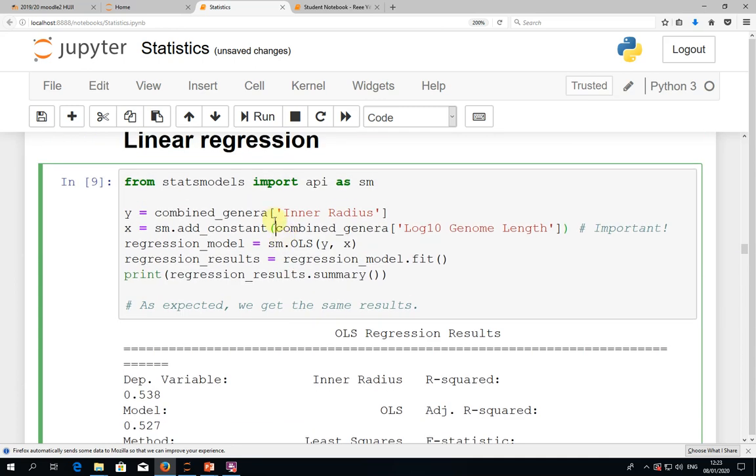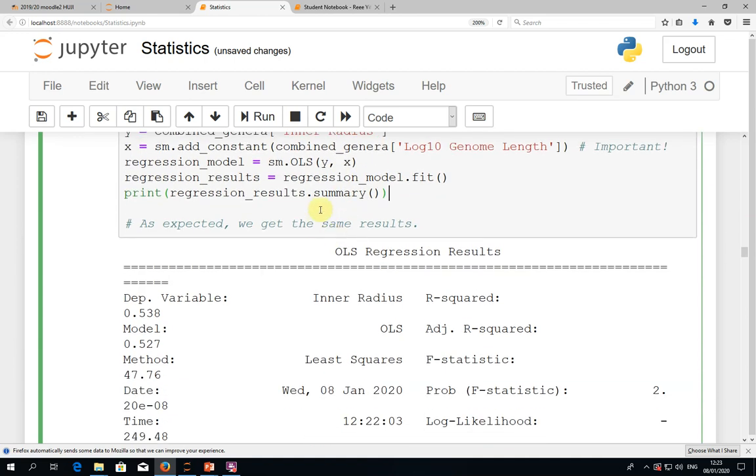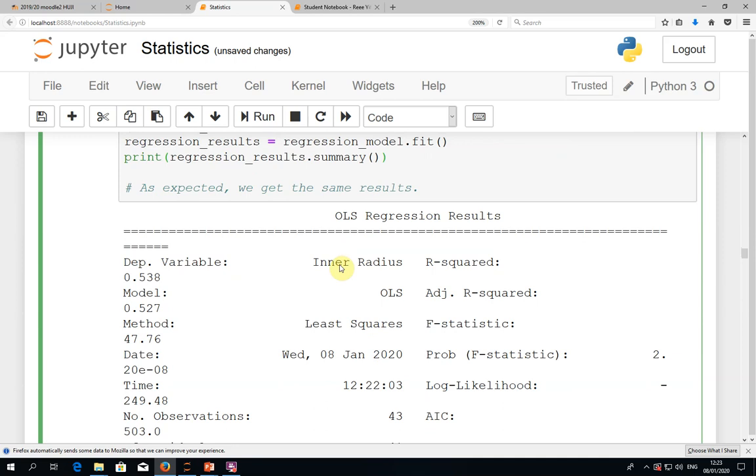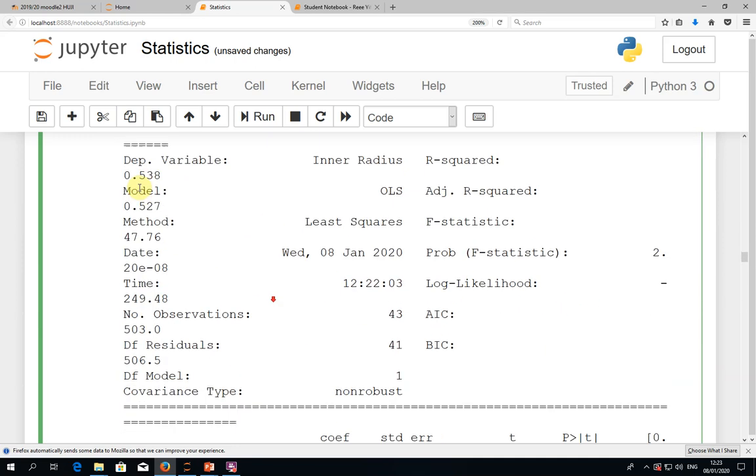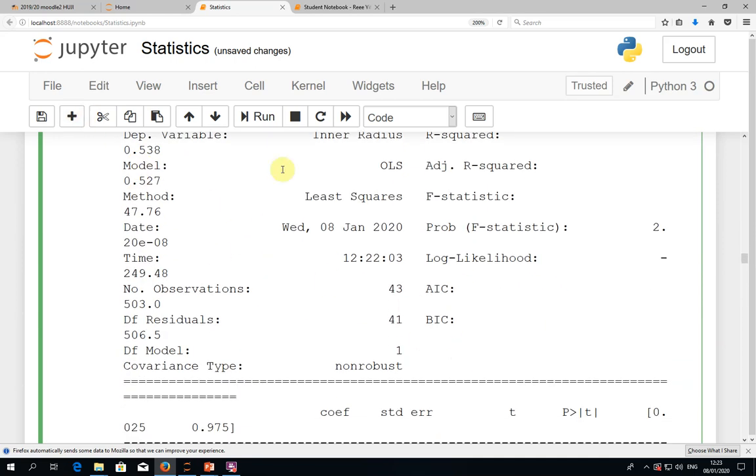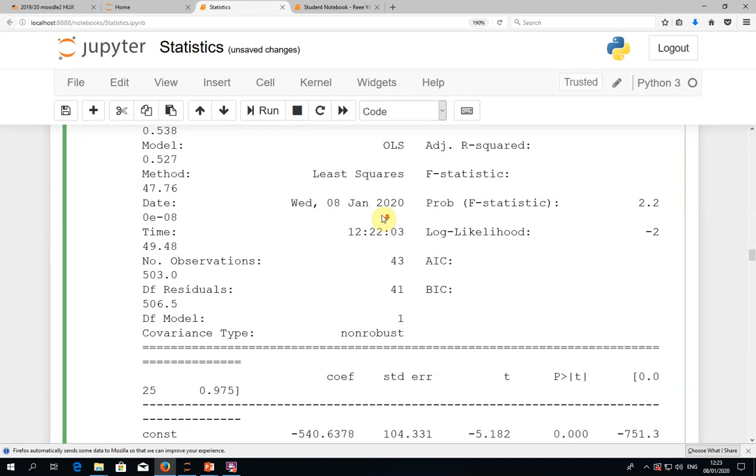And then to create the regression model, we use sm.ols, and we give the y and the x after adding the constant. We use the fit function to get the regression results, and then on the regression results we can use different functions which allow us to inspect the result of the regression. The simplest we can use is called the summary, which will simply print a summary with all kinds of statistics, which I will not go over here.